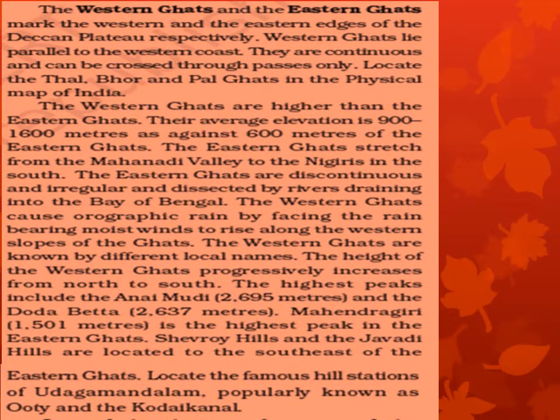We will talk about the Western Ghats and the Eastern Ghats. Now Western Ghats mark the western and Eastern Ghats mark the eastern edges of the Deccan Plateau. Western Ghats lie parallel to the western coast and they are continuous and can be crossed through passes only. Now you need to locate the Thal, Bhor and Pal Ghats in the physical map of India. Now these Western Ghats are higher than the Eastern Ghats.